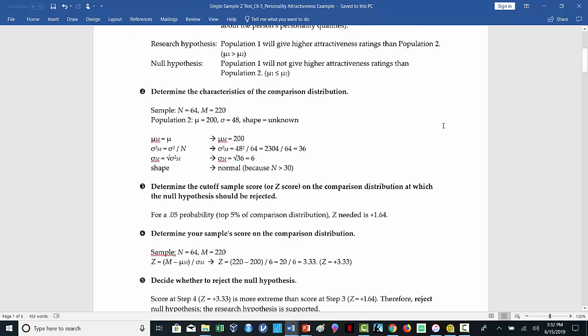So second step, determine the characteristics of the comparison distribution. Now again, this is where the difference is between last chapter and this chapter. Here the comparison distribution is not the population distribution, so it's not like a population of individuals that are plotted out. It's the distribution of means for population two. Now we know the mean and standard deviation of population two, which is why we're using a z-test, by the way, because we know the standard deviation.